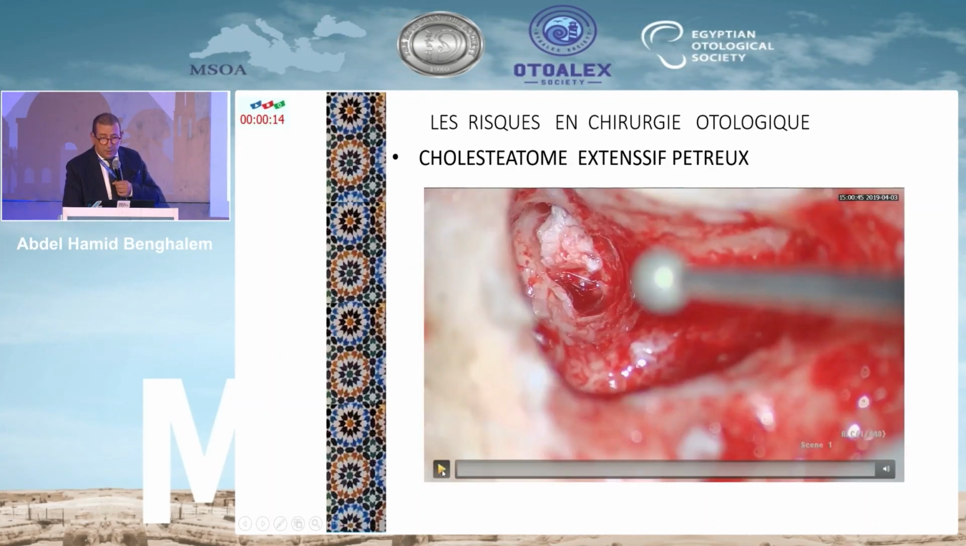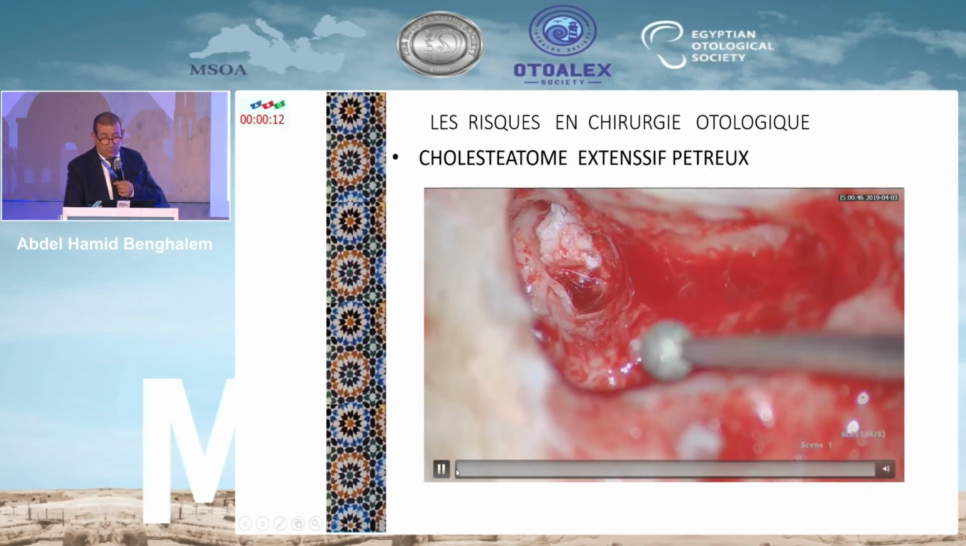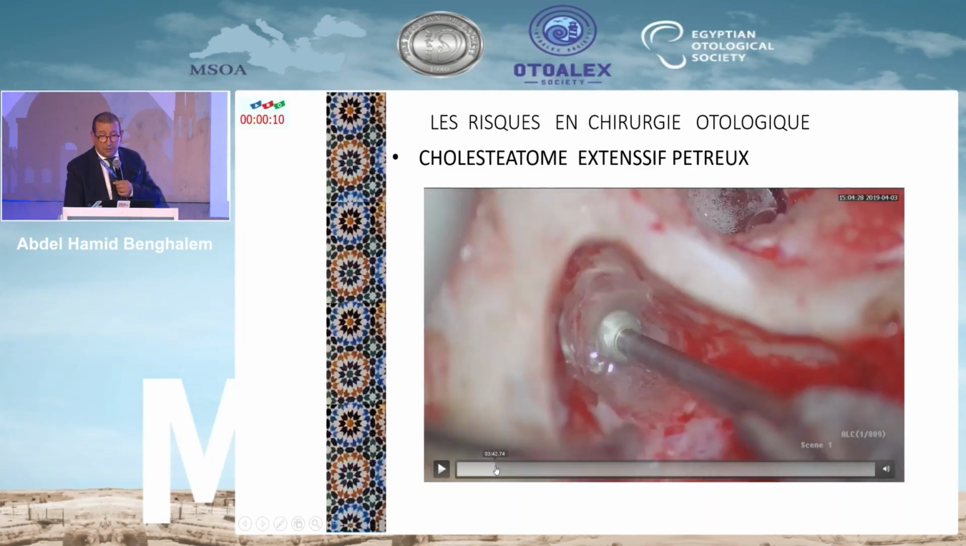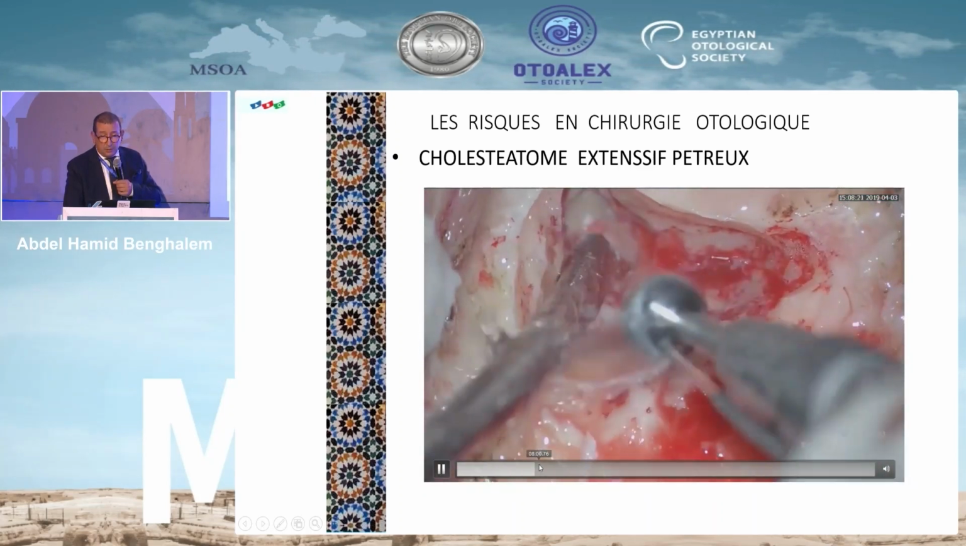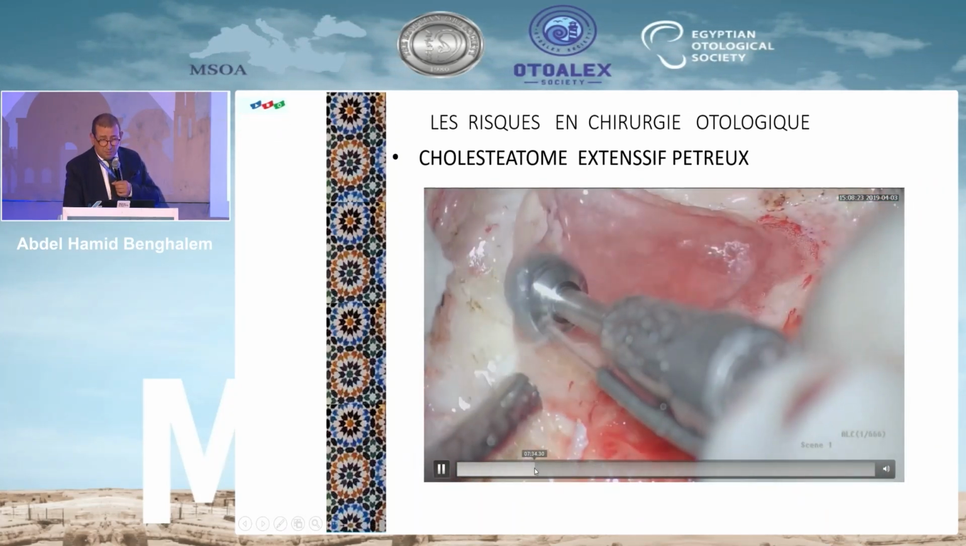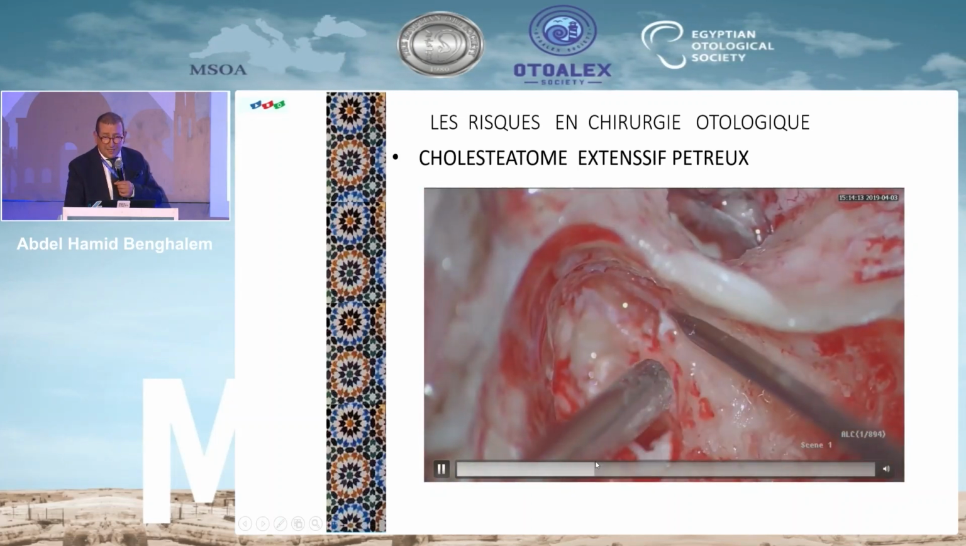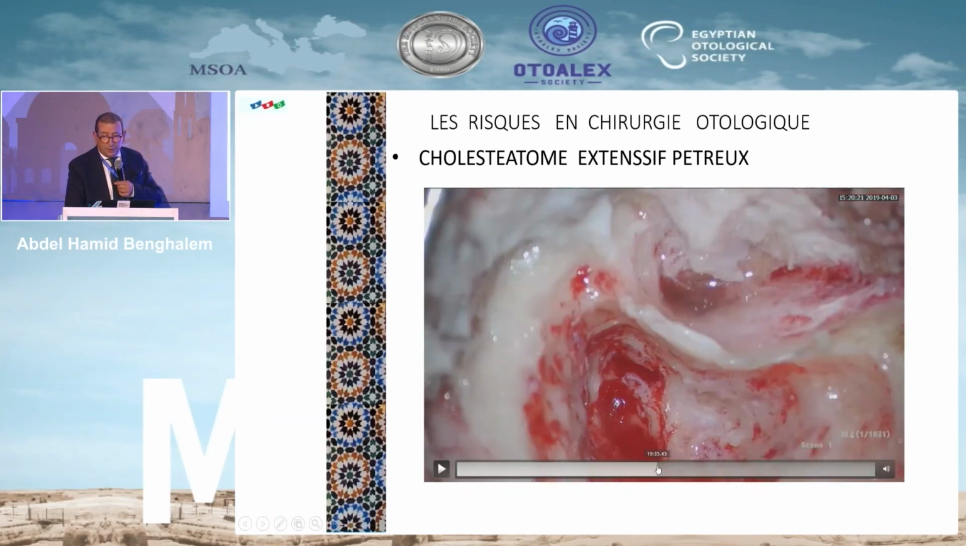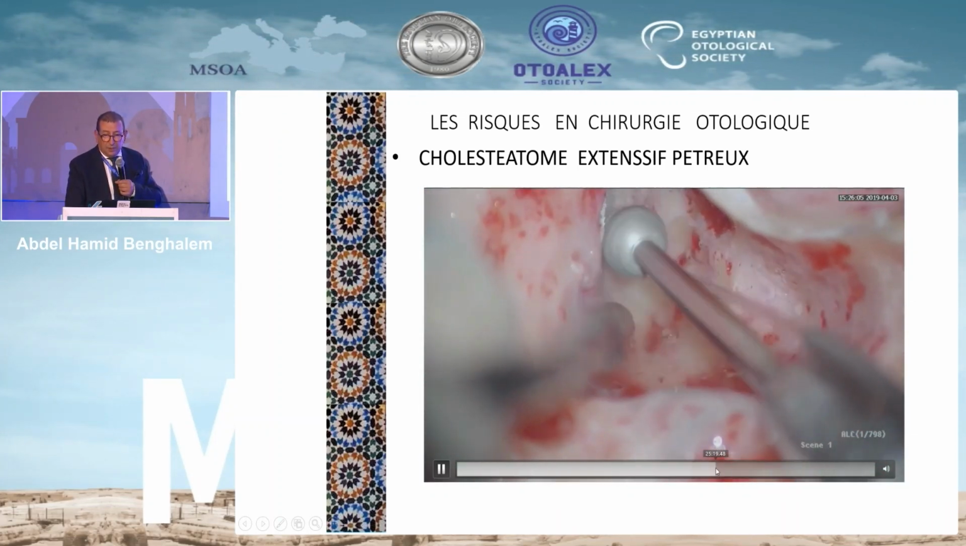Like this, when we finish, we thought that we had no more cholesteatoma, but drilling more, we find, just through very small cells, a very important extension of the cholesteatoma.